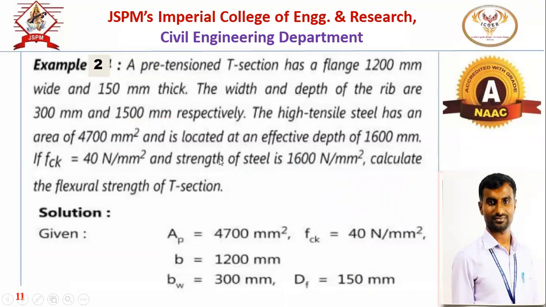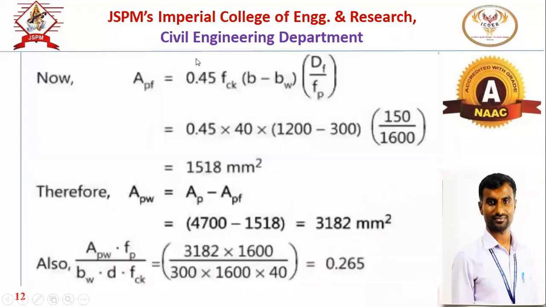Now we have to find out all the respective terms that we require in that equation. So this is the area of pre-stressing steel in the flange. Here fck is given, b is 1200 given. Then this bw, the width of the web, is also given, 300. Depth of flange is given. Then for the pre-stressing high tensile steel, they have mentioned 1600 MPa. So putting all these respective values, we will get the area of pre-stressing steel in a flange.